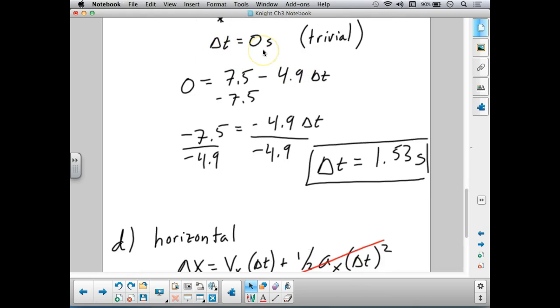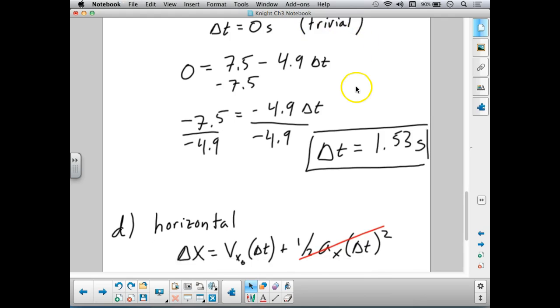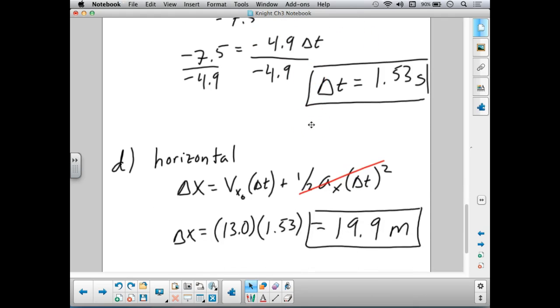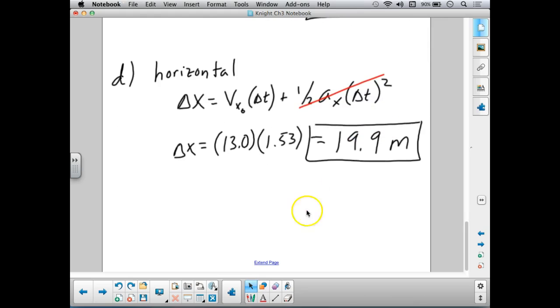I found 2 solutions to that equation. One was delta t equals 0 seconds. Technically true, but also trivial. It's not a very useful answer. So I went with the other possible solution to the quadratic, which is that delta t equals 1.53 seconds. That must be my time in flight.